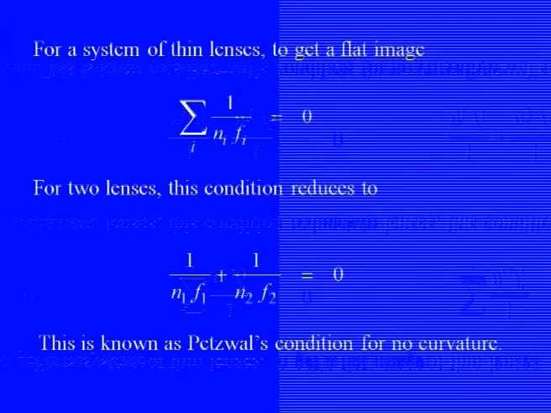For two lenses, this condition reduces to 1 upon N1 F1 plus 1 upon N2 F2 equal to 0. This is known as Maxwell's condition for no curvature. This condition holds good whether the lenses are separated by a distance or placed in contact. As the refractive indices are positive, the above condition will be satisfied if the lenses are of opposite sign. If one lens is convex, the other must be concave.